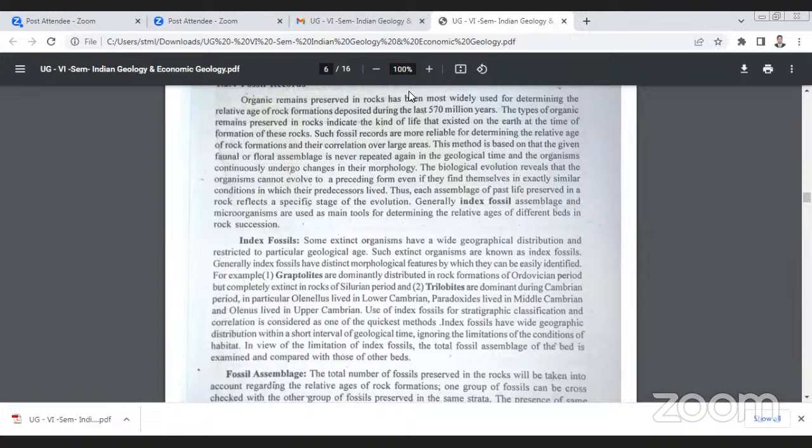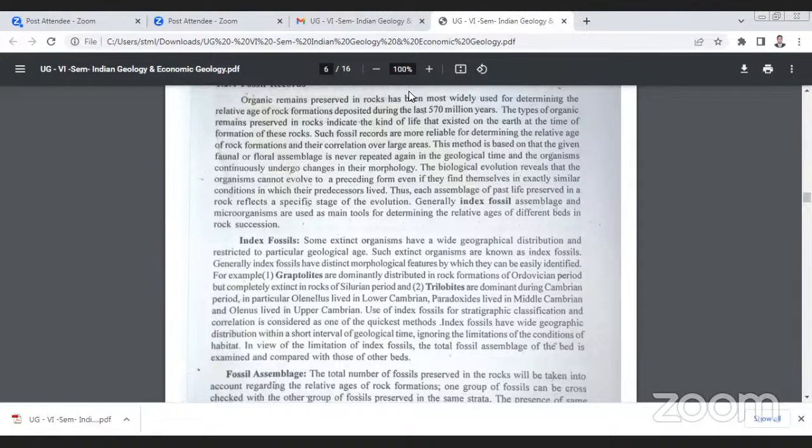Second one is trilobites. The trilobites were mainly dominant during the Cambrian period. Olenellus lived in the lower Cambrian, Paradoxides lived in the middle Cambrian, and Bornia lived in the upper Cambrian. So each one has a specific age, and lived in a specific rock area and specific area of the globe.